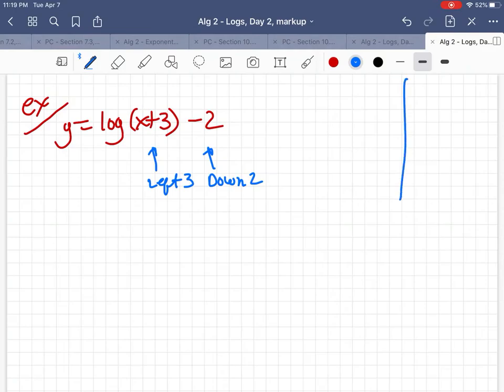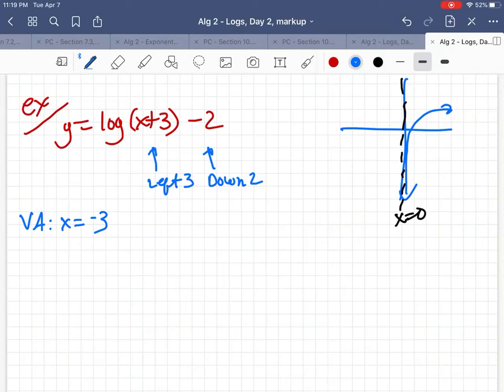Remember the original graph looks like this, and it looks right here. My original graph has my asymptote right there at x equals 0, and if you move left or right, then I have to move my asymptote. So my new vertical asymptote for this picture is going to be at x equals negative 3, because I'm moving it left 3. My new domain: for my domain, x plus 3 has to stay greater than 0, so I take away 3. So I get x is greater than negative 3, so everything to the right of negative 3.